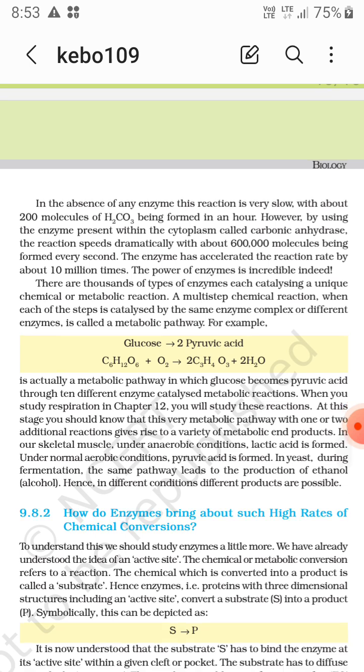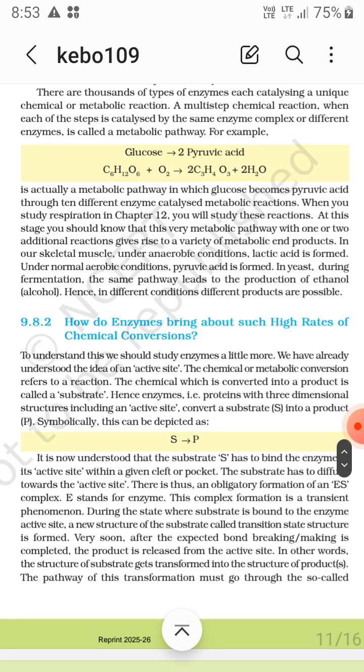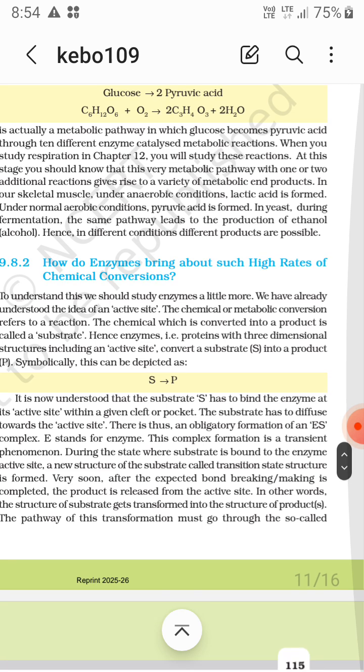Now, another question is: how do enzymes bring about such high rates of chemical conversion? Because they have the active site, right? The chemical or metabolic conversion refers to a reaction. The chemical which is converted into a product is called a substrate. Hence enzymes, that is proteins with three-dimensional structures including an active site, convert a substrate into a product. Okay, S to P, right?